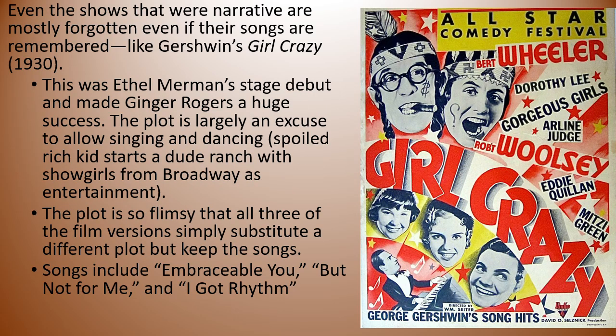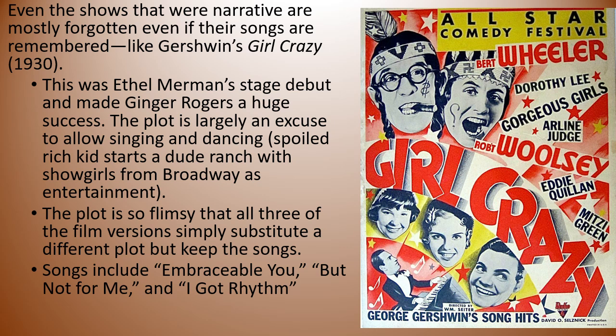Even the shows that were narrative are mostly forgotten now, even if their songs are remembered. So, for instance, Gershwin's Girl Crazy of 1930 has several very important songs, including I Got Rhythm, Embraceable You, But Not For Me. Those are three of the biggest Gershwin songs. They're three of my favorites. I don't love I Got Rhythm, the melody necessarily, but the chord progression you play over and over again, as I discussed last session. This was Ethel Merman's stage debut.